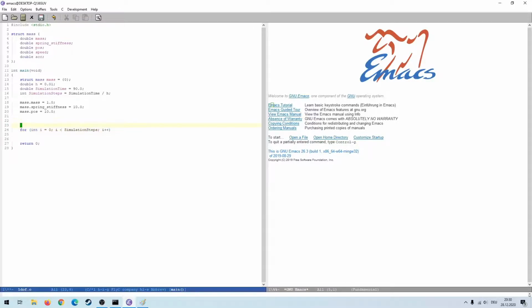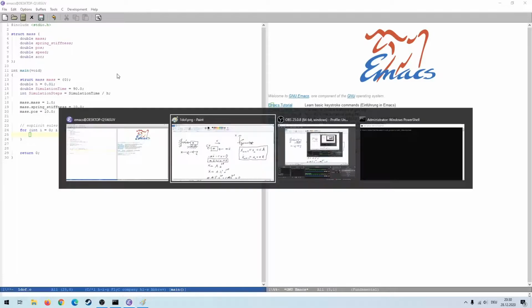So let's add a comment. We have the Explicit Euler simulation loop. There we go. Okay, so let's start with our simulation loop.